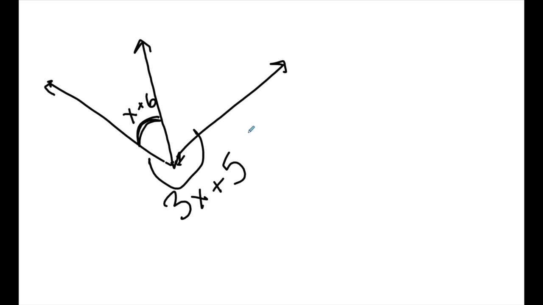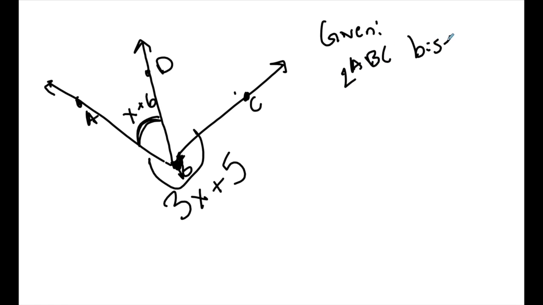What is x in this situation? So let me get my letters in here. So I've got A, I've got B, I've got C, I've got D. So I'm basically given that angle ABC is bisected. Okay? And I have my measurements. How am I going to solve this?